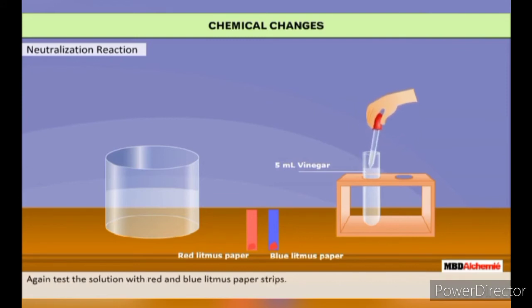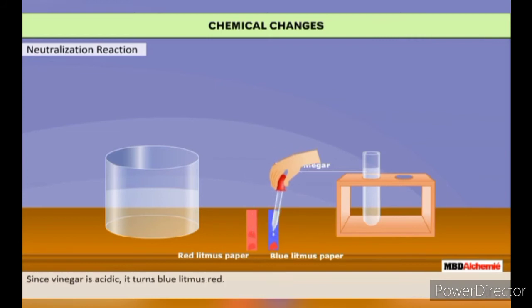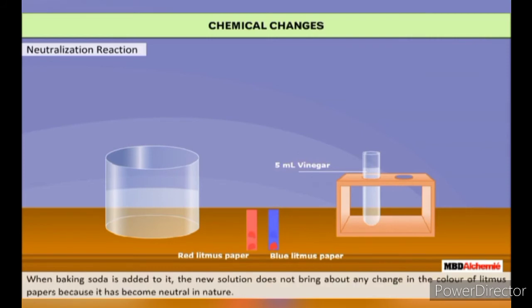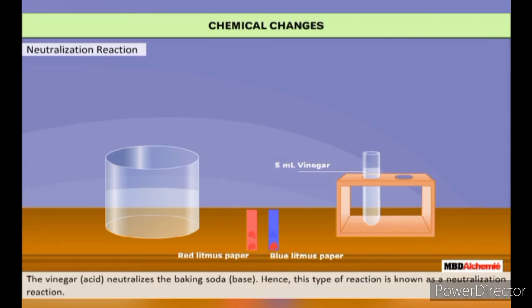Again, test the solution with red and blue litmus paper strips. Since vinegar is acidic, it turns blue litmus red. When baking soda is added to it, the new solution does not affect any change of color in any litmus paper because it has become neutral in nature. The vinegar, acid, neutralizes the baking soda, base. Hence, this type of reaction is known as a neutralization reaction.